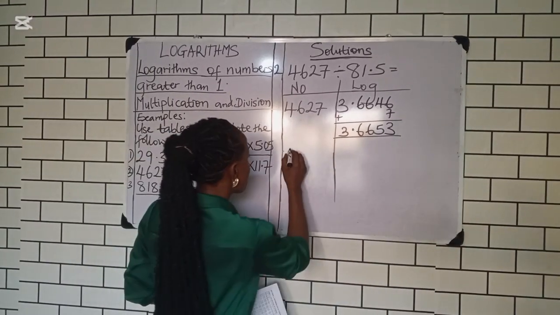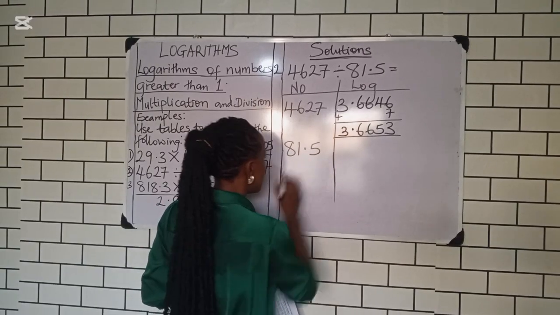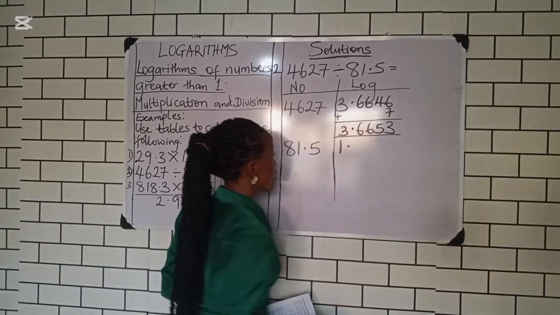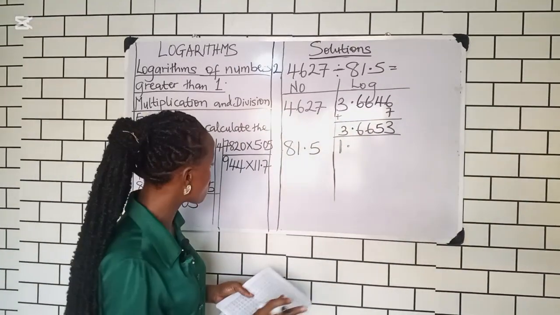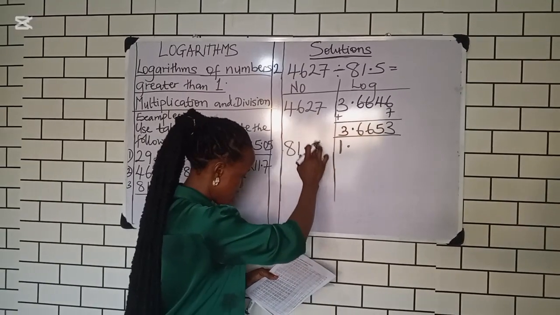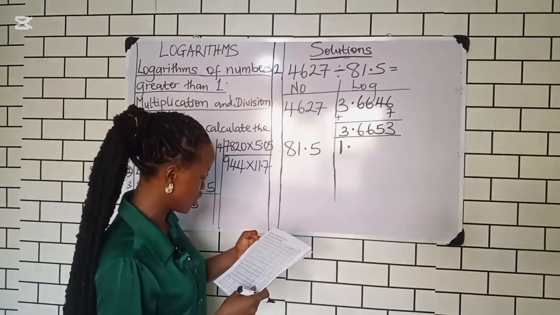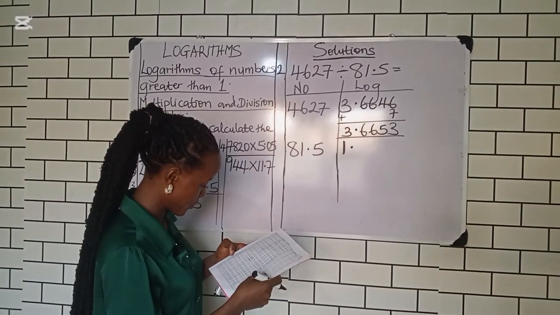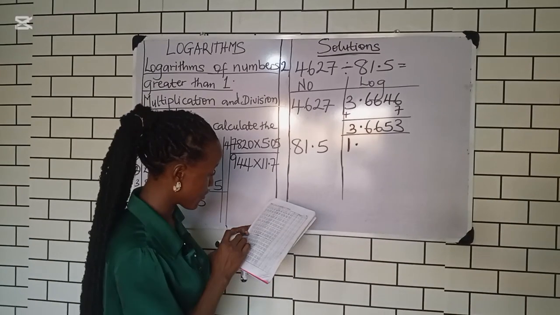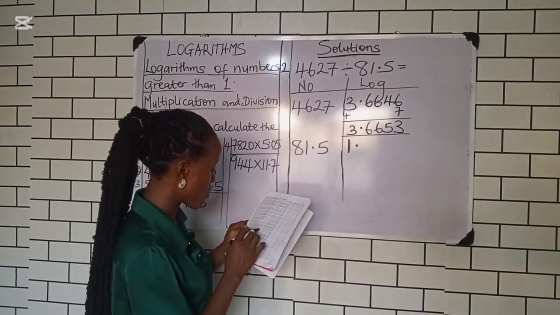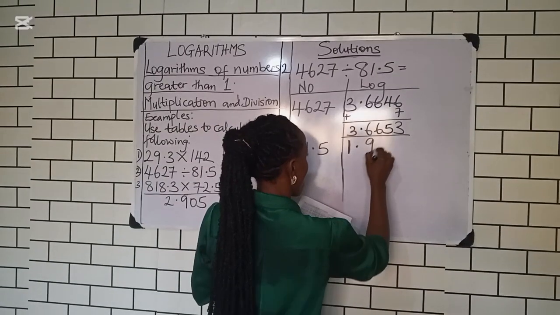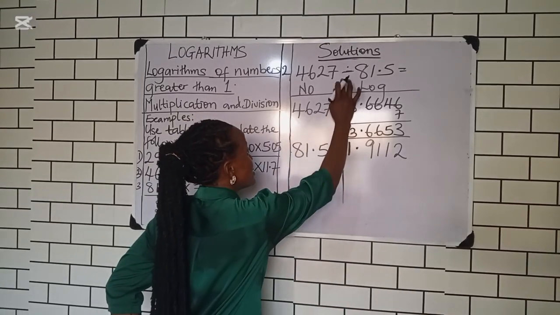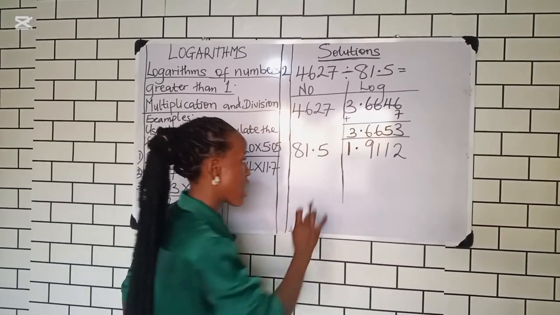Now the second number, 81.5, whose characteristic here is 1. You write your decimal point. Now we're going to look for 81 under 5. There are no other numbers, therefore no difference for the second number. 81 under 5 will give us 9112. Now what are we going to do? Since we have a division sign, we are going to subtract their logarithms.